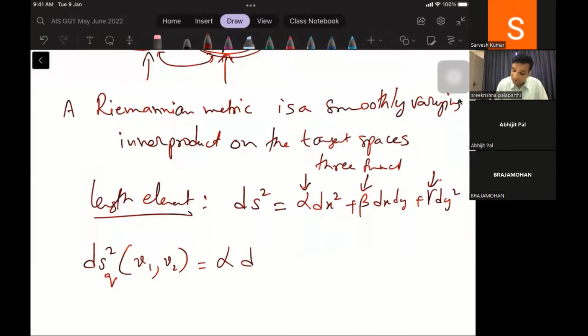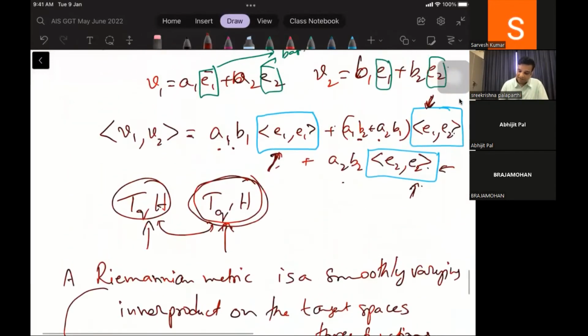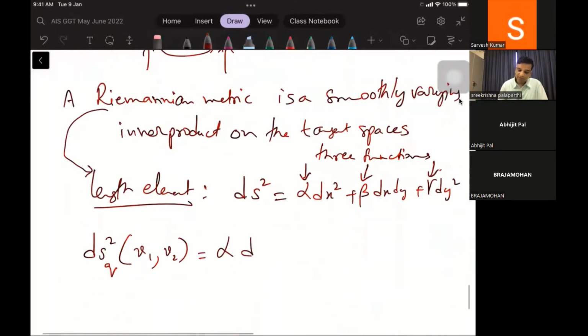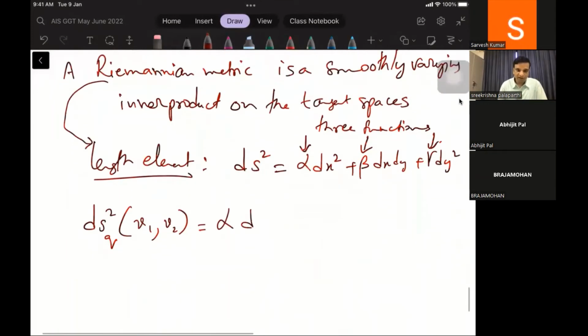So I want them to be smooth. So that's how I give a Riemannian metric. So let us see how this particular length element recovers an inner product at each point. Okay, so that's what I'm trying to do here.